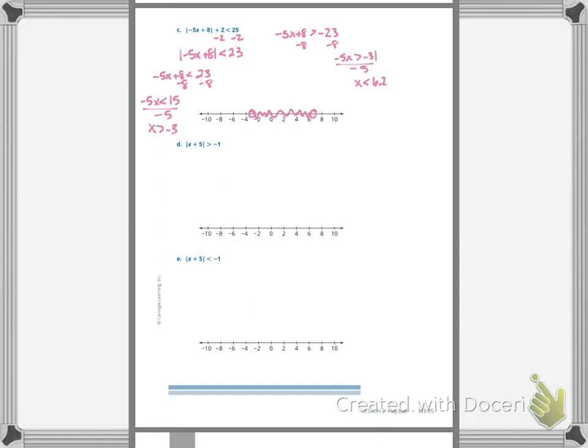Okay. This one's a little weird. Normally we had no solution for this one. Okay, actually for this one, we're going to have all real numbers be the answer because there are multiple answers that are going to be greater than -1. So if I test this out, let's say I pick 3. 3 plus 5 is 8, absolute value of that is 8. Let's say I pick -10. -10 plus 5 is -5, absolute value of that is 5. Still works. Let's say I picked 0. 0 plus 5 is 5, absolute value of that is still bigger than -1.